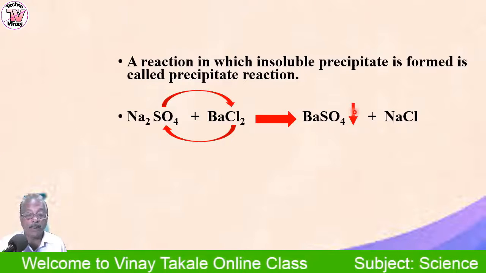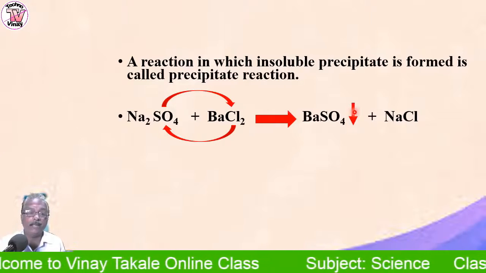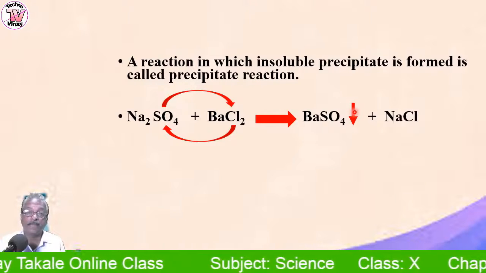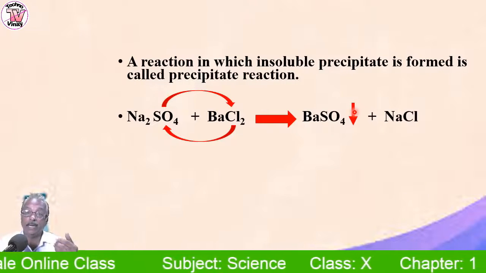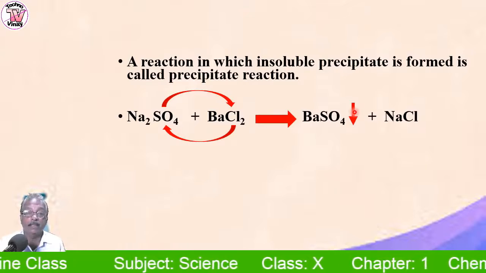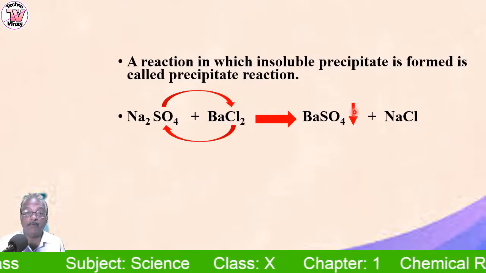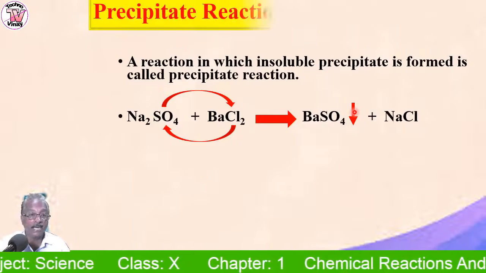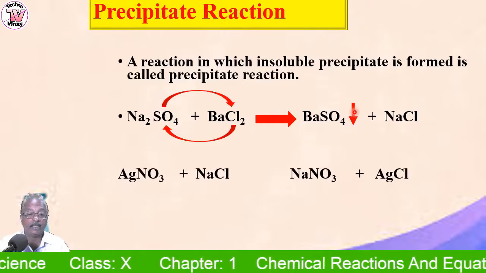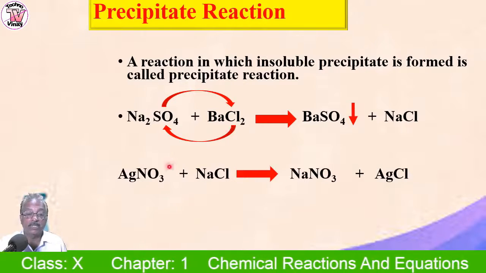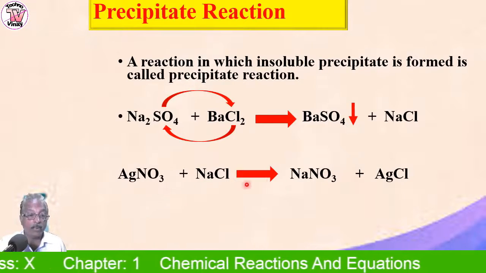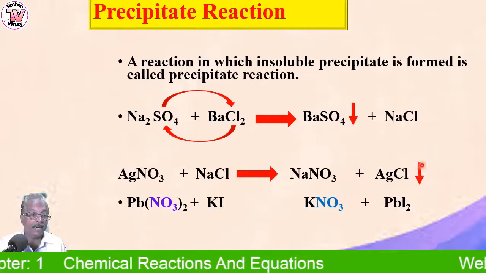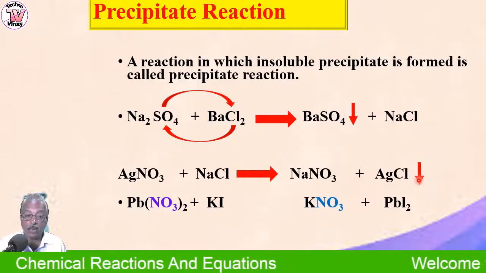A reaction in which an insoluble precipitate is formed is called a precipitate reaction. How do we come to know a precipitate? It is quite thick. With sodium sulfate and barium chloride, the precipitate will be white in color. Similarly, silver nitrate and sodium chloride form a thick curdy white precipitate of silver chloride. So this reaction is a precipitate reaction.